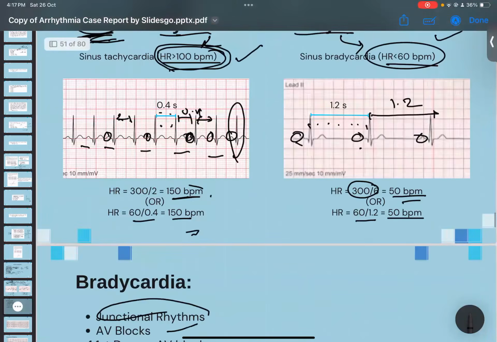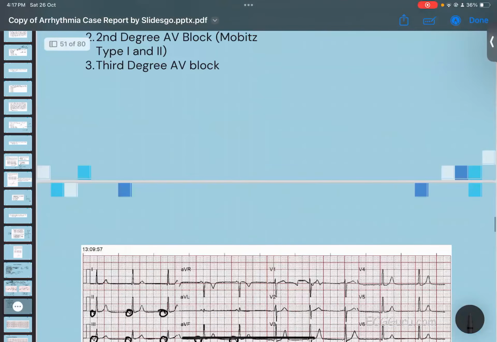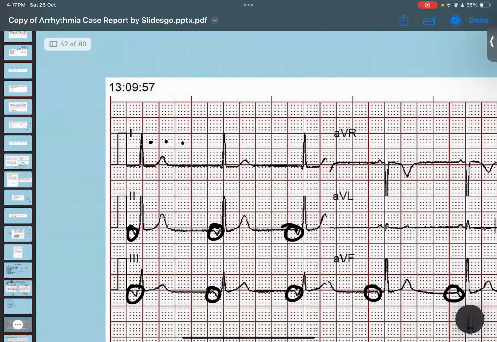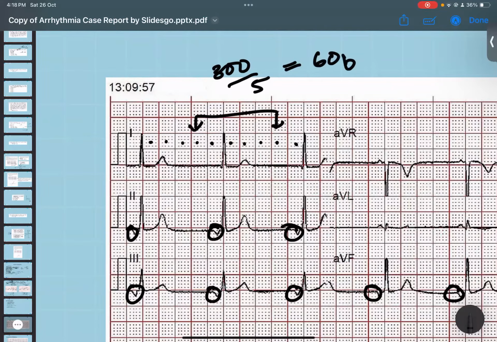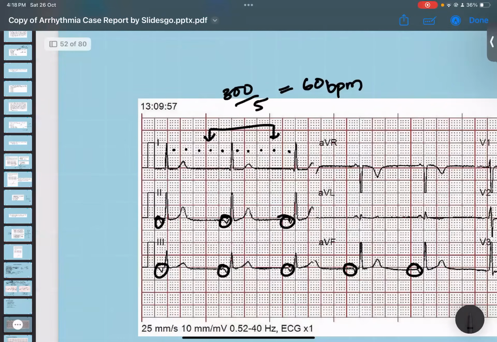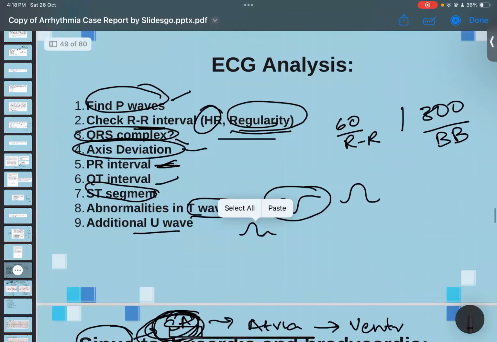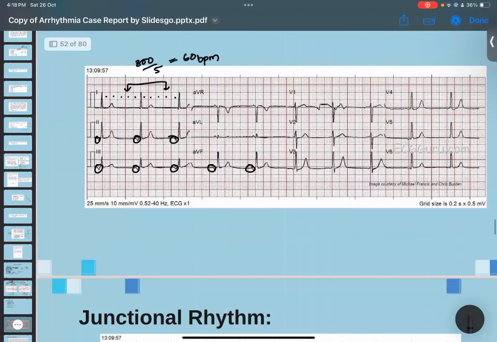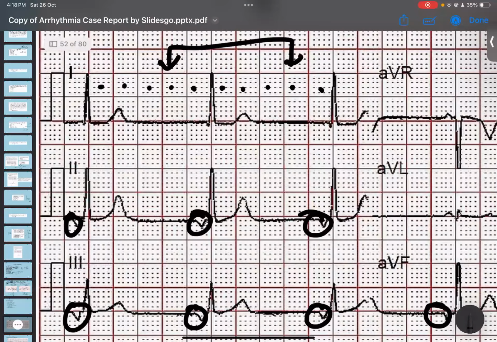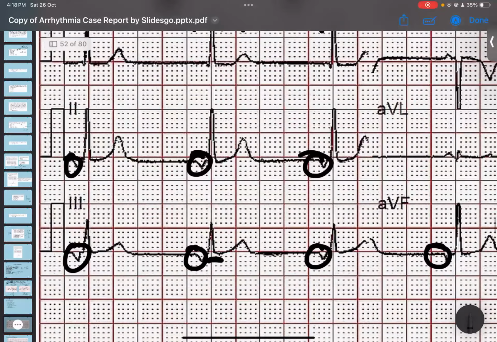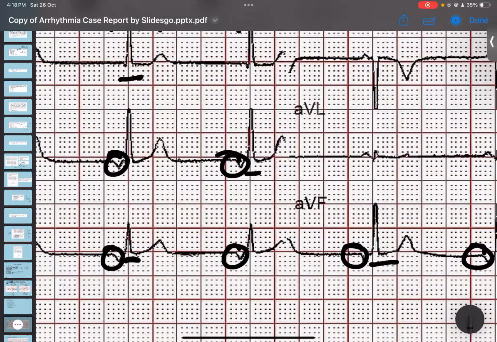Now, the second thing you want to check is the R interval, so heart rate and regularity. So 1, 2, 3, 4, 5, 1, 2, 3, 4, 5. So the R intervals are equal to one another, and the heart rate would be about 300 divided by 5, which is 60 beats per minute. So that's your heart rate, and the rhythm is regular. Next, you want to check the QRS complex. Now, like I mentioned, your QRS complex has to be less than 3 small boxes. And clearly here, you can see that there is no wide QRS complex. They're all less than 3 small boxes.